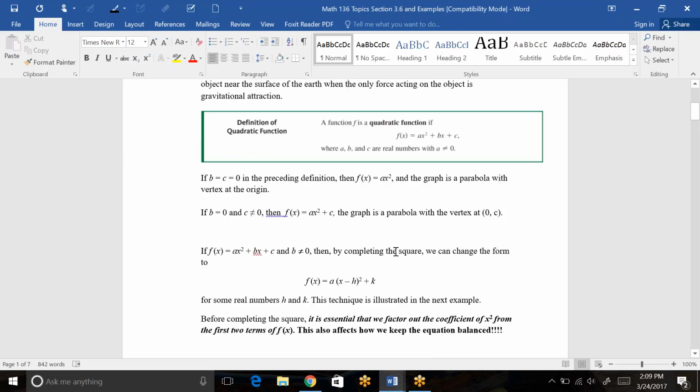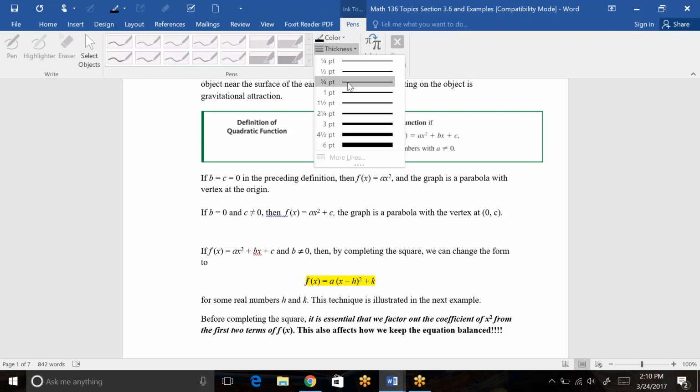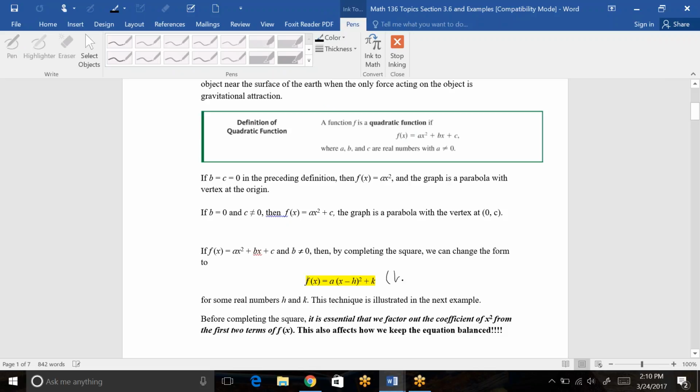learn. But if you put your function into this vertex form down here, a times x minus h squared plus k, then you have the vertex staring at you right away. It's the opposite of h and k. So you can get your vertex immediately if you do have it in transformational form. So that's what we kind of spend most of our time on. So this would be hk for the vertex.